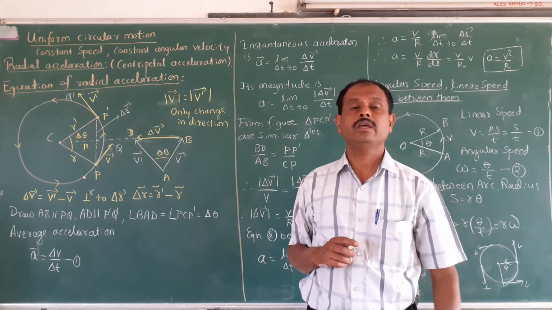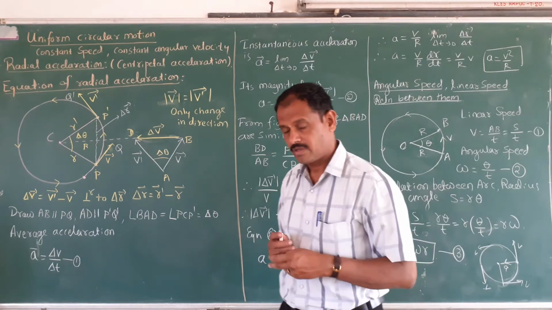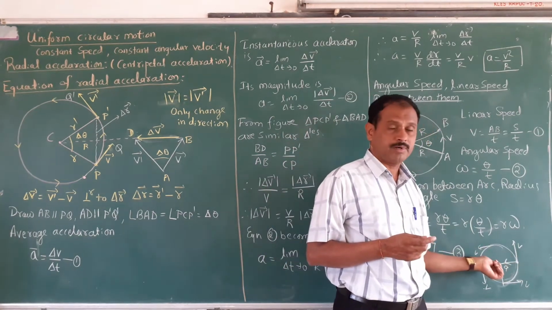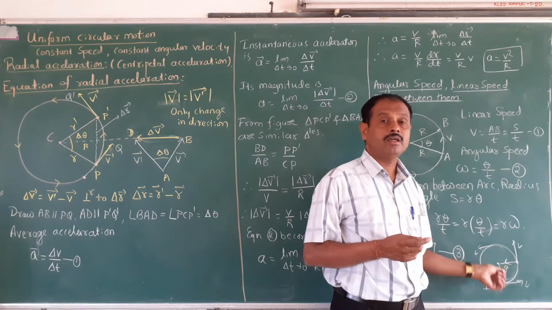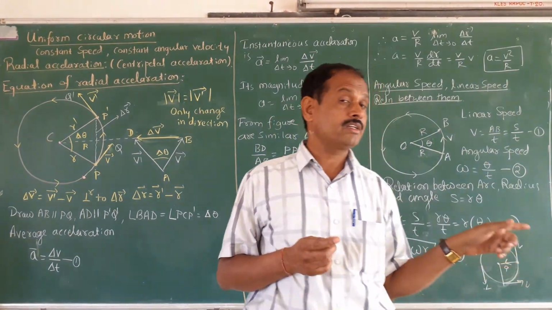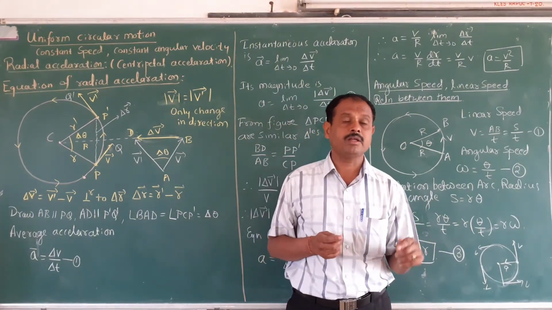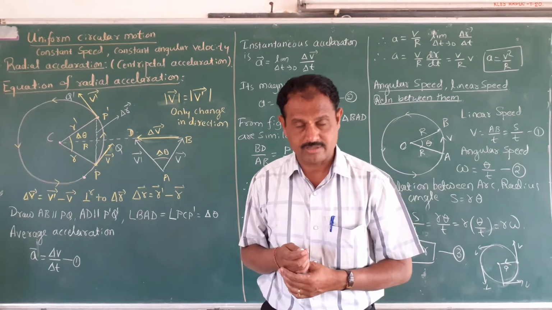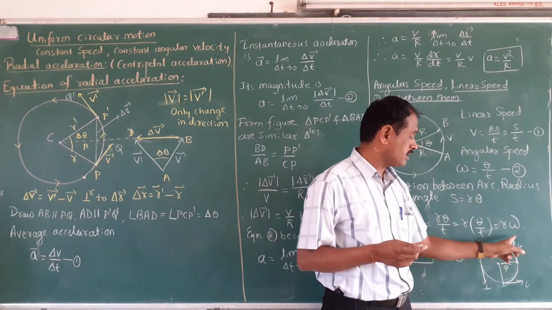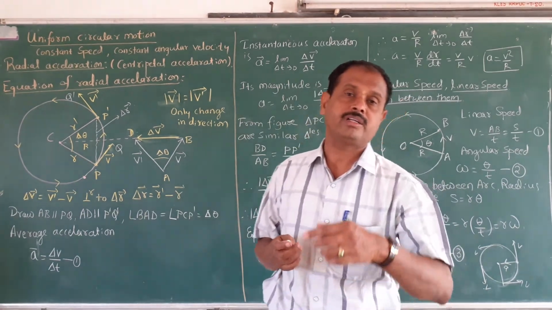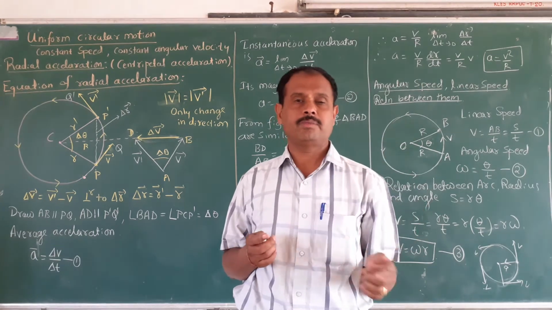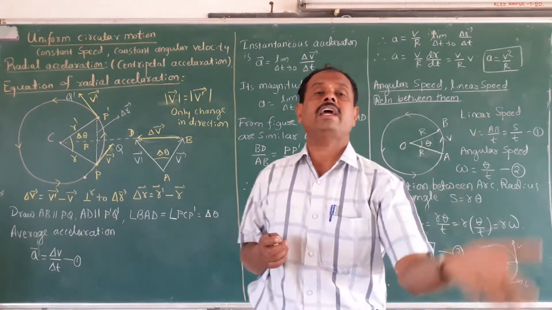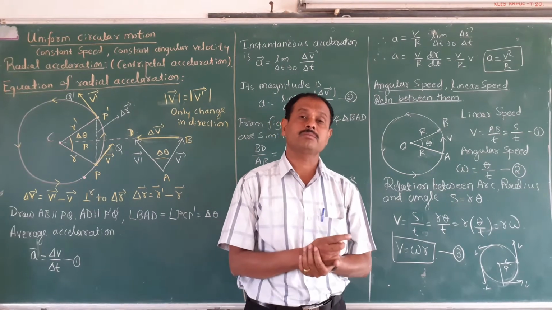This is called radial acceleration or centripetal acceleration. Its direction is always toward the center of the circular path, along the radius of the circular path. Hence, it is known as radial acceleration, the centripetal acceleration. It is perpendicular to the tangent drawn at any point on the circular path. You draw the tangent at any point of the circular path, and the radial acceleration is perpendicular to that tangent. This is the direction of the radial acceleration.